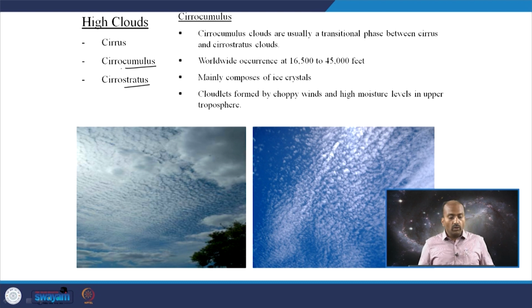For example, cirrocumulus clouds are usually a transitional phase between cirrus and cirrostratus clouds. They can be seen everywhere between 16,500 and 45,000 feet. They are mainly composed of ice crystals. They are at very high altitude, so it is natural that they are mainly composed of ice crystals. And cloudlets are formed by choppy winds and high moisture levels in the upper troposphere. So, this results in this type of process.